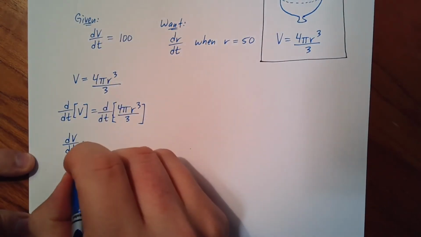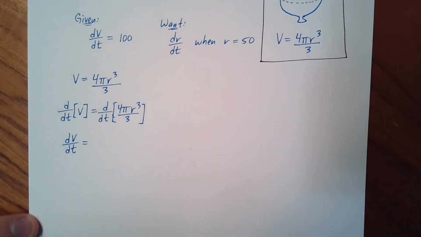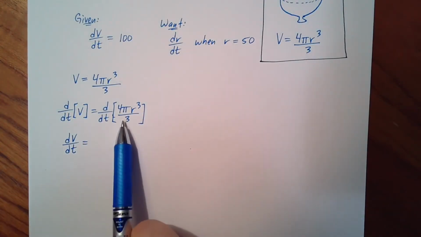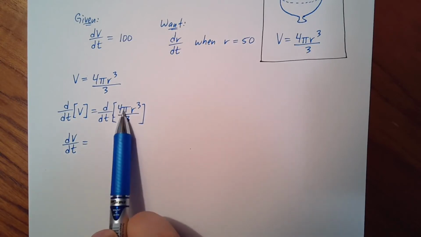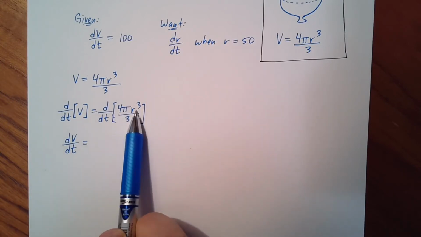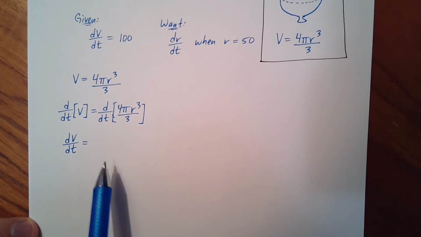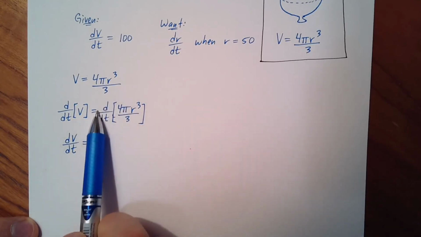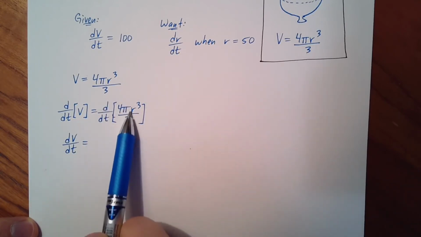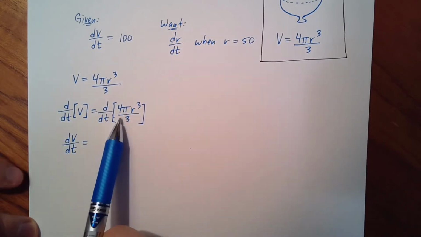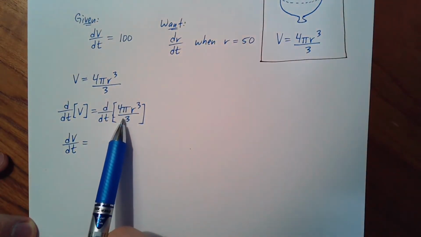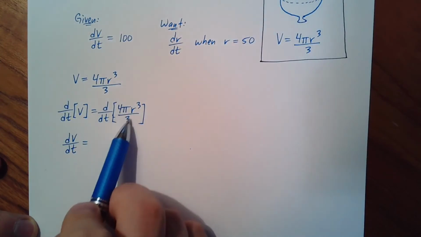So, but then on the right-hand side, what's going to happen? Well, the best thing to do is probably make it as simple as you can. Notice that 4 pi is just a constant multiplier on the r cubed. So constant multipliers can be pulled right out of derivatives. Same with the 3, right? Think of that as multiplication by 1/3. Or really, the constant 4 pi divided by 3 is what's getting multiplied onto the r cubed. So we can pull that out in front.